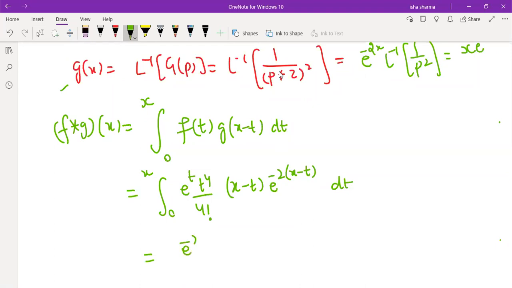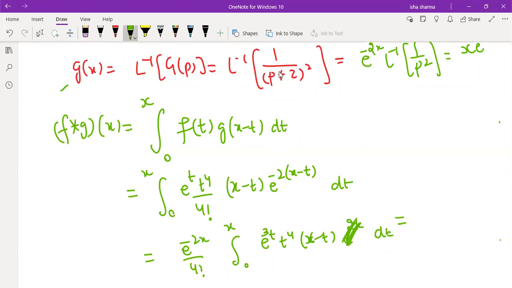So from this integral, what you can do is e raised to power minus 2x by 4 factorial. From this term, you will get e raised to power minus 2x, and this 4 factorial can be taken outside. e raised to power t, t raised to power 4, (x minus t), e raised to power 2t dt. So this 2t plus t can also be combined, and it makes it e raised to power 3t, right? So this is the integral now you need to solve, and this further can be split into two parts because this is x minus t.